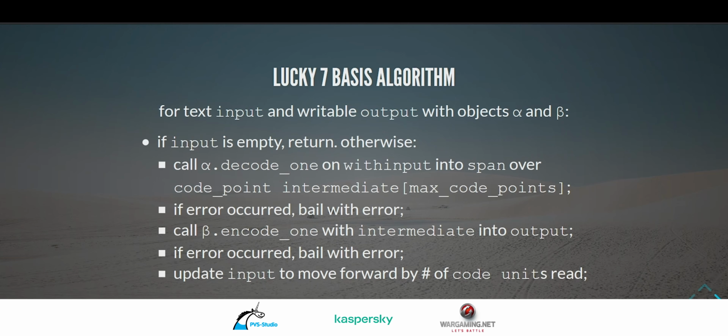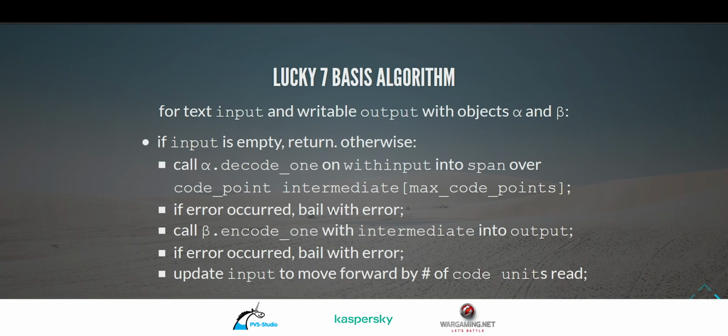So anyway, after decode 1 finishes, you basically check if there's an error, and if there is, then you bail with that error. Otherwise, you call beta's encode 1, and you give it a span over the intermediate, and you hand it also the actual output buffer that you're writing out to. And if an error occurred, obviously you bail with an error, but if everything's fine, you take the result of the encode 1 call and the result of the decode 1 call, and you set it back into the input to update the input so that you move the input forward by the number of things you read. Then you just loop back, and you just keep doing this. Right, and that is literally all you have to do.